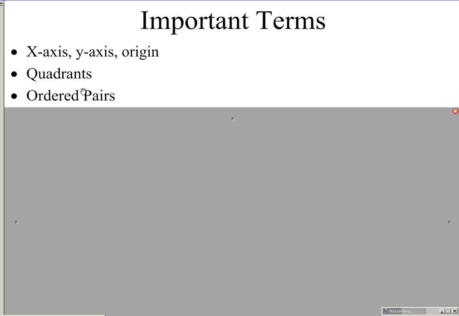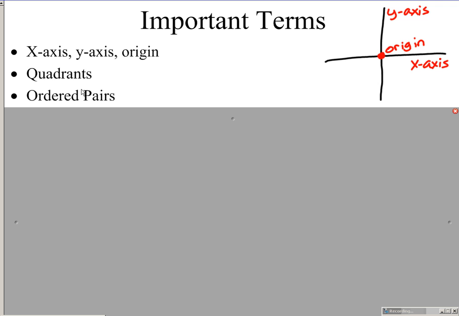X-axis, y-axis, and origin. The x-axis and y-axis are the two axes that make up the coordinate plane. The x-axis is the horizontal axis, going from left to right, and the y-axis is the vertical axis, going up and down. The point where those two number lines intersect is the origin of the coordinate plane.